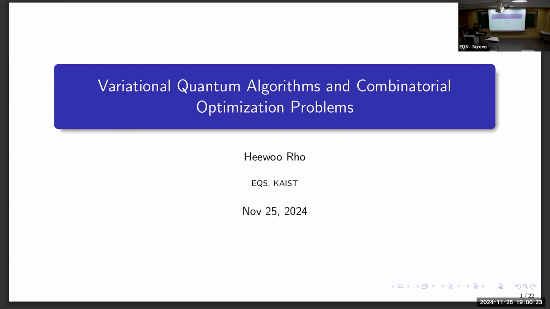My name is Heewoo Rho from EQS at KAIST, and today I'm going to present variational quantum algorithms and combinatorial optimization problems. Before I start, this presentation is for beginners, since I'm not a CS major and I don't know much about quantum computing, and for freshmen at KAIST.